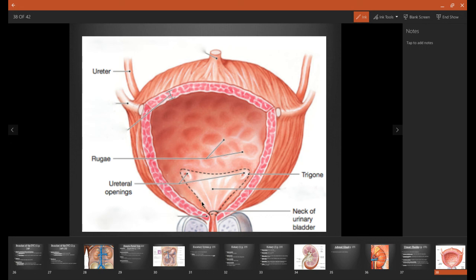And so this dotted line does a really good job of showing you this trigone, this triangular shaped structure between the left and the right ureteral openings and the urethral opening. Now, if you notice the trigone, there are no rugae, none of these little folds found on the trigone.